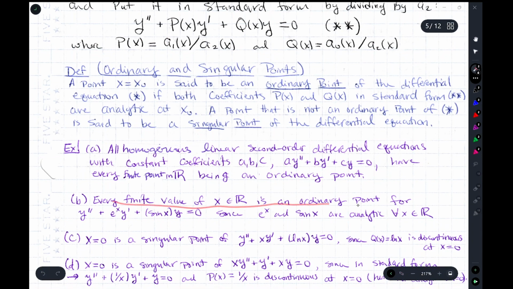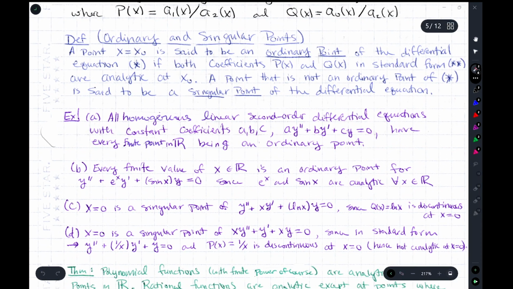Every finite value of x in R is an ordinary point for this differential equation as well. Okay, this is already in standard form. E to the x is analytic along the entire real line, and sine of x is also analytic. So we've seen their Maclaurin series and that their interval of convergence is the entire real line. And so these are analytic for all x in R, and so all points are ordinary for that.